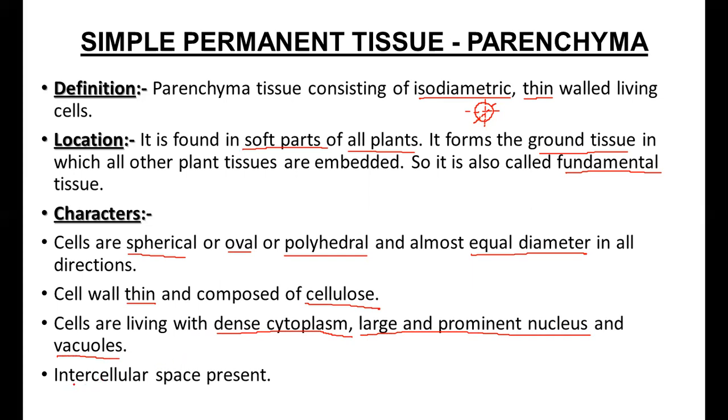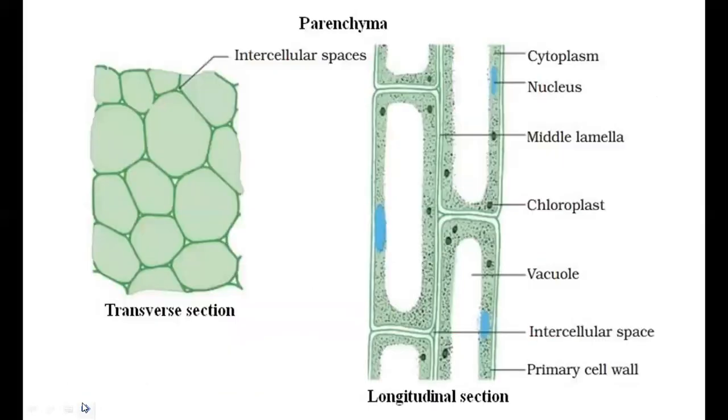And the fourth character is that intercellular space is absent. As the cells are living, intercellular space is not required in parenchyma tissue. If we take a look at the diagram of the parenchyma tissue, you can easily identify all the characters. Here the intercellular space is present, the gap between the cells. Here we can see that large intercellular space is present.